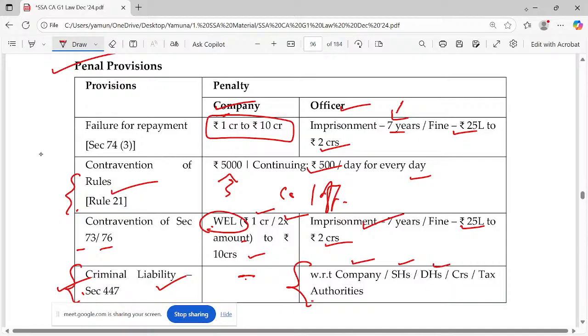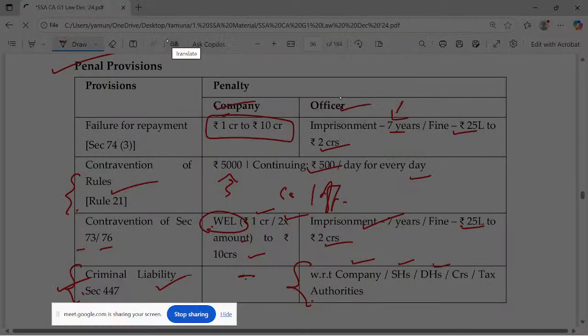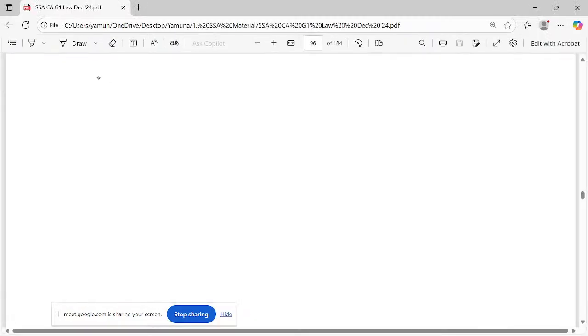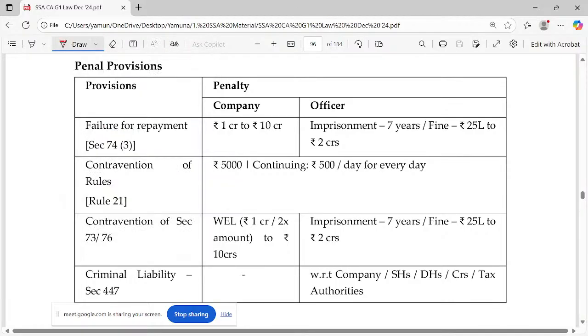Section 447. Okay, if you talk about this section, this last one, let me discuss. This is often asked. If you're not following section 73 and 76, then you're contravening the provision, which means you'll be penalized. How much? 1 crore or 2 times of the deposit amount. For example, what's the deposit amount? Say 25 lakhs is the deposit amount. So you take 2 times of that. Okay, so this is 50 lakhs.